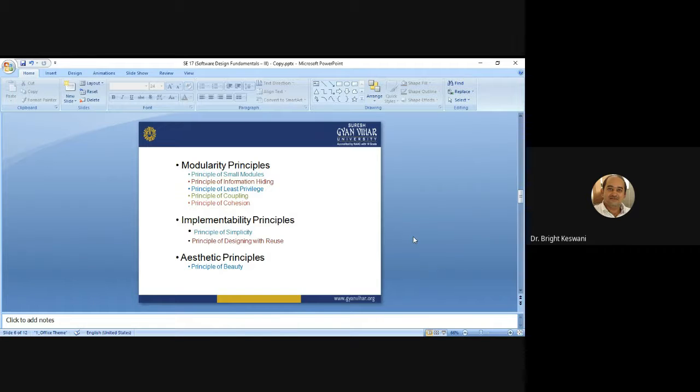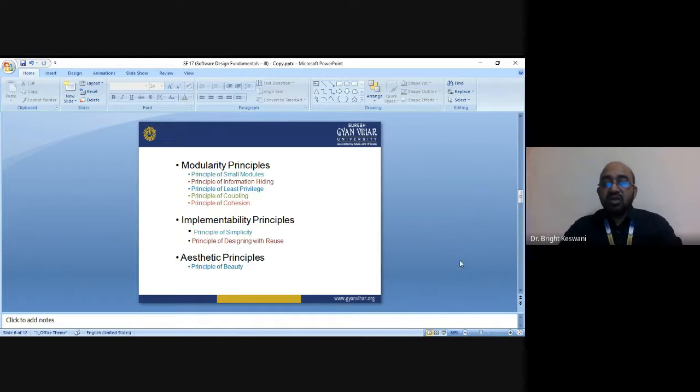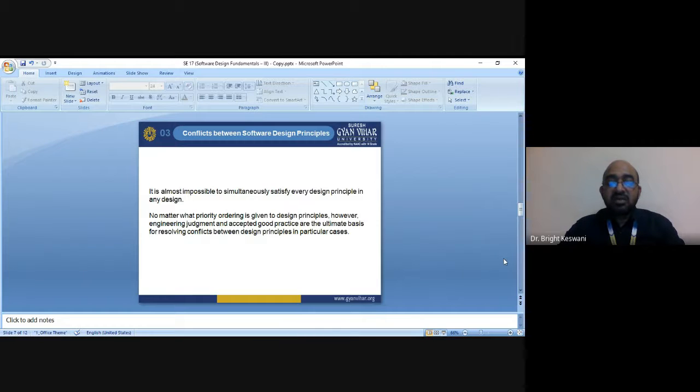Okay, some designs are simple and quite powerful, yet seem awkward or crude. Beauty has been an object of philosophical investigation, and the nature of beauty is still an open question. So this is all about the design principles. Some conflicts between software design principles: it is almost impossible to simultaneously satisfy every design principle in any design.